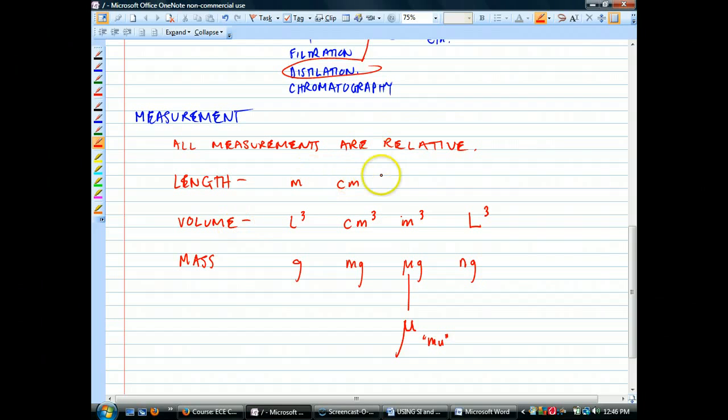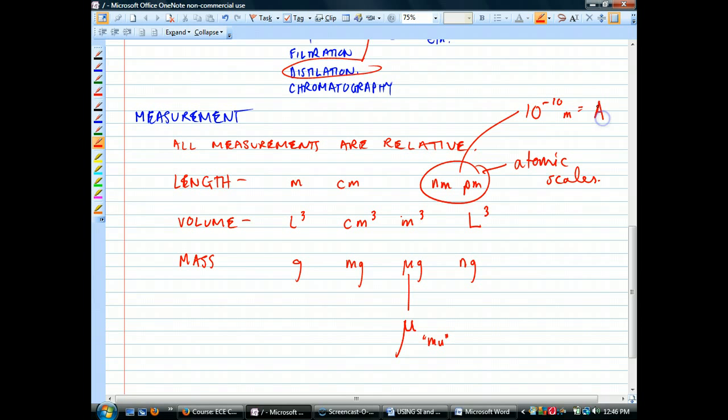With length, by the way, if you want to talk about on the scale of an atom, you're going down to nanometers and picometers. That's atomic scales. There's another unit that's called the angstrom unit, which is 10 to the minus 10th meters. It has this symbol here. It was devised pretty much just for atoms and molecules. So we're in that range, because that's 10 to the negative 9th, 10 to the negative 12th.